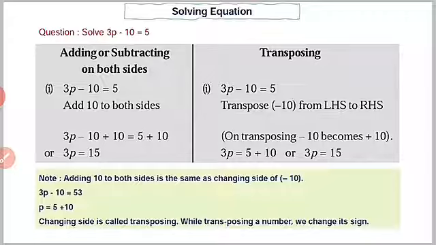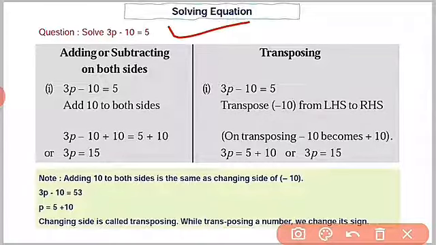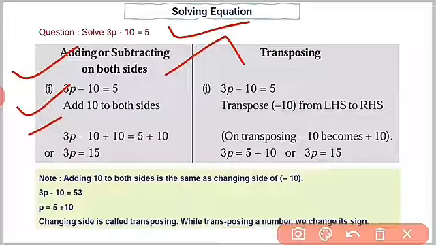So let us take the first question, that is we have to solve the equation 3p minus 10 is equal to 5. For solving this there are two methods. One is adding or subtracting on both sides, and the other method, which is a new method, is transposing. We are very well aware of the first method, in which we are adding or subtracting on both sides. We are operating the same thing on both sides.